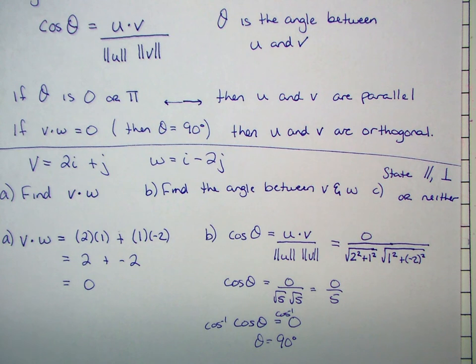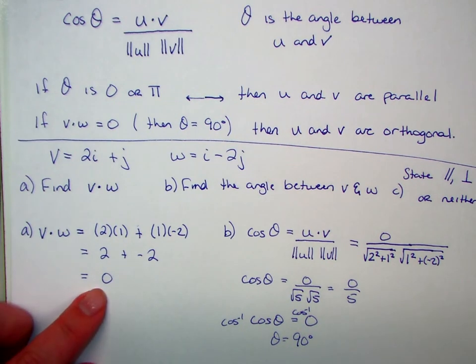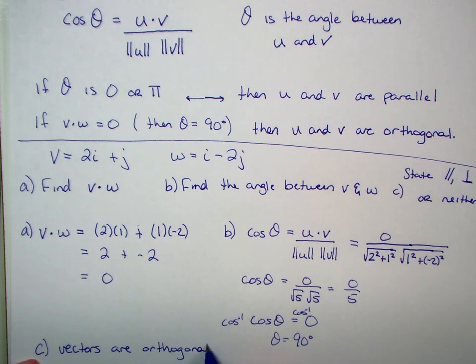And if the angle between the two vectors is 90 degrees, then they're orthogonal. So two ways here, right? The dot product is 0, which forces the angle between the two vectors to be 90. And so the answer to C here is the vectors are orthogonal. It's our new word. All right.